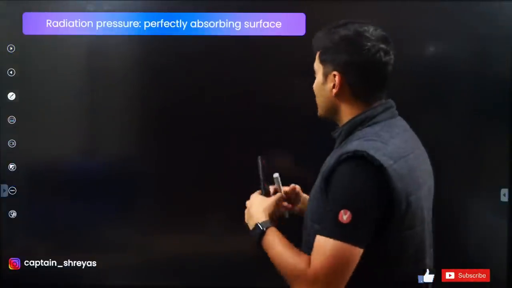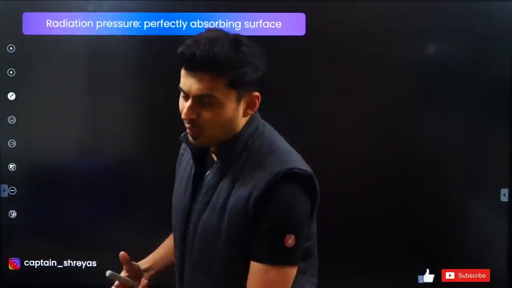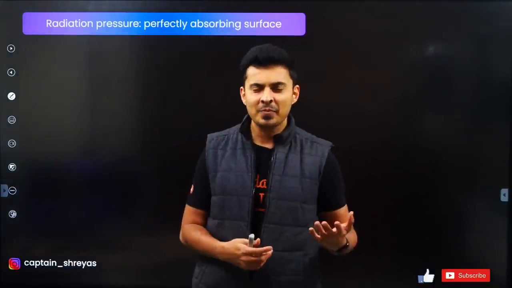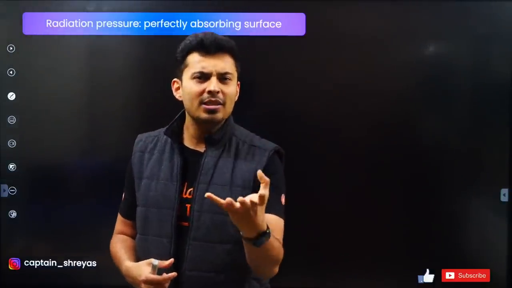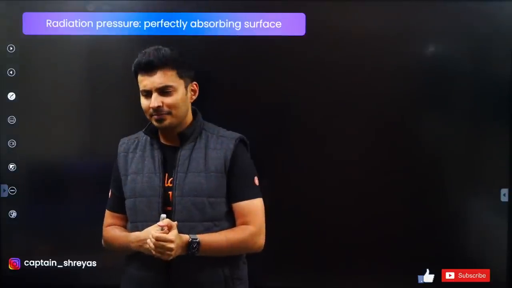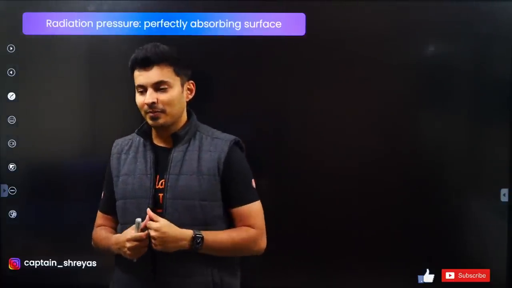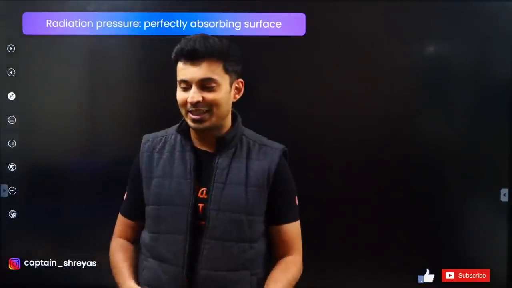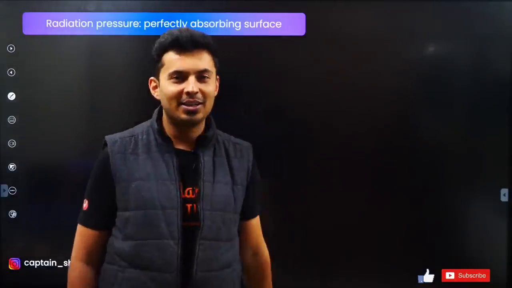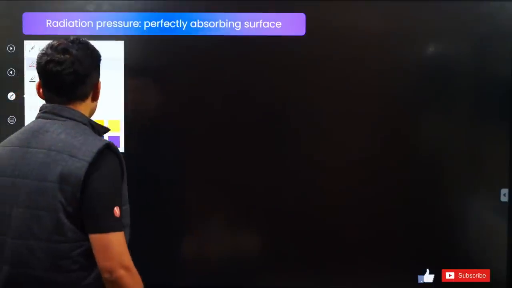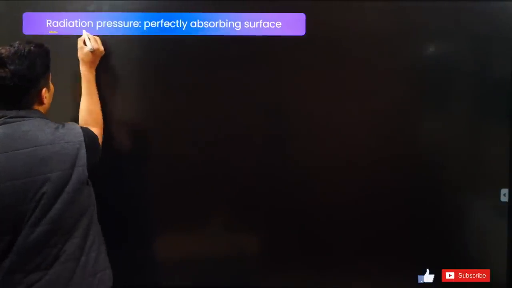Now, radiation pressure and radiation forces for different materials. Radiation. What is the meaning of radiation, guys? Yes, very good, Siva. You remember those percentages. That means you have paid attention to the strategy. It's very important that you know the strategies.